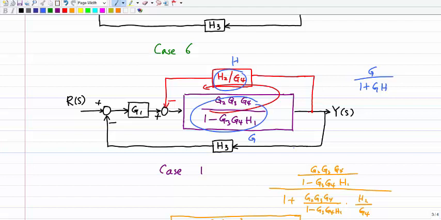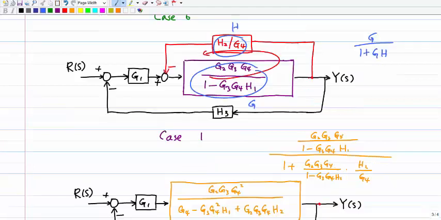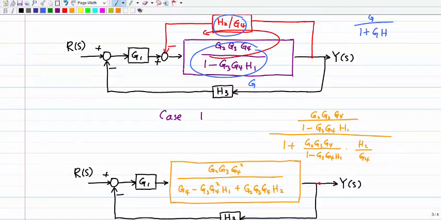So G is replaced by the whole thing over here, divided by 1 plus G, this big block, H, this block, so do it over here. When I do the simplification, I get this. You just multiply the denominator by 1 minus G3, G4, H1 times G4. You multiply this one also by the same 1 minus G3, G4, H1, G4. Now you get this, the final answer over here. Now it's become simple again.